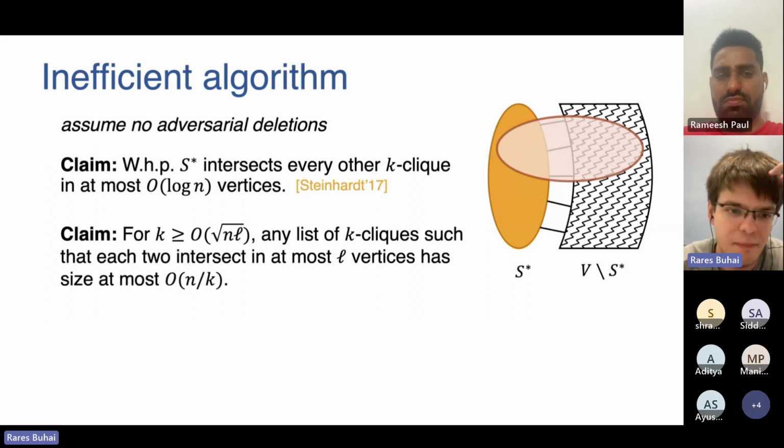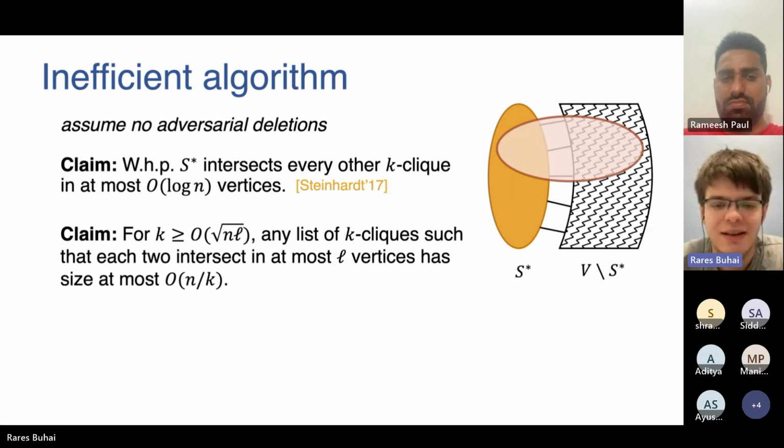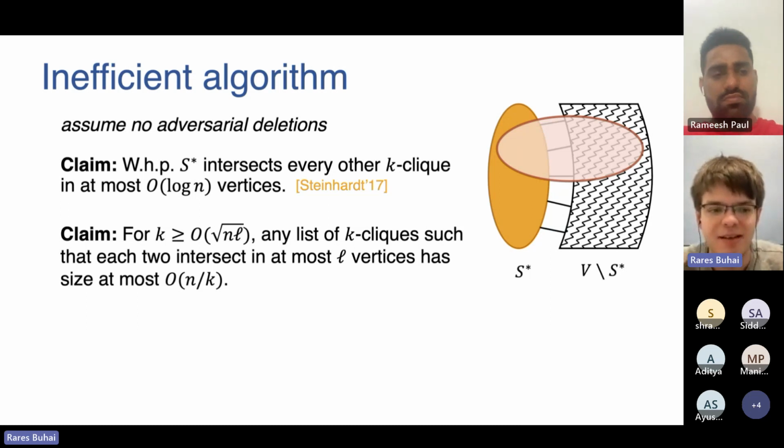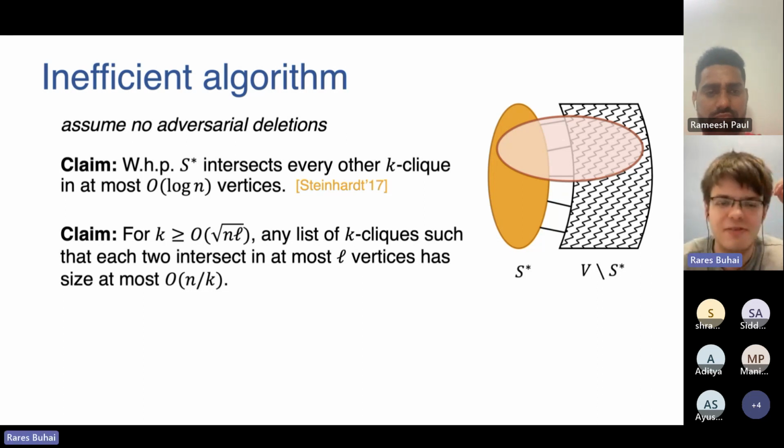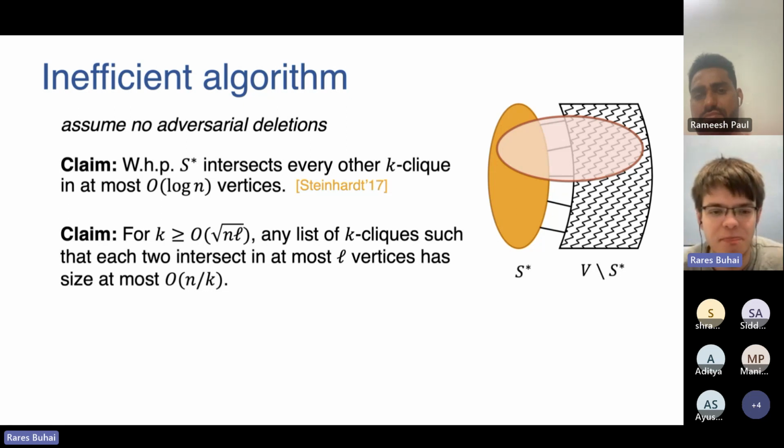And the second claim that will help us is the following. When k is at least root n times l, then any list of k cliques such that each two intersect in at most l vertices has size at most n over k. So intuitively, what this is saying is that if you have many large enough cliques, and each of these cliques are almost disjoint, they have small intersection, then you can't have too many of them because they would quickly fill up the graph. So you really can have only what you'd expect, n over k cliques. And this is proved by a simple application of inclusion-exclusion.